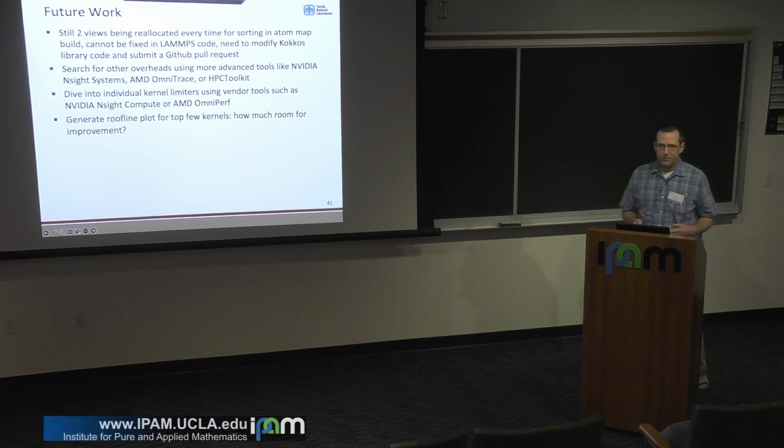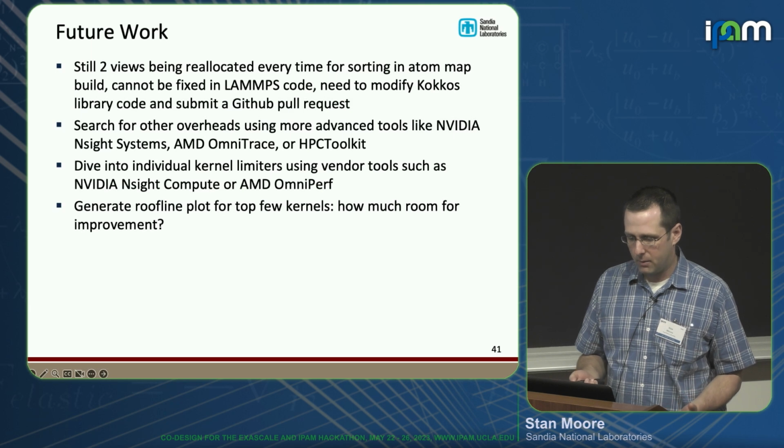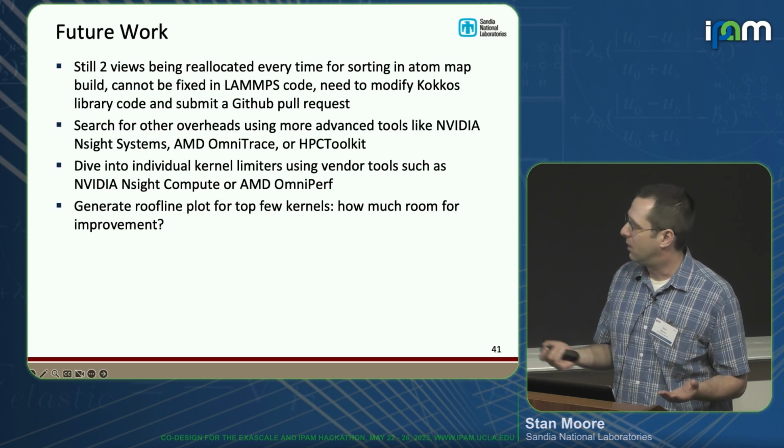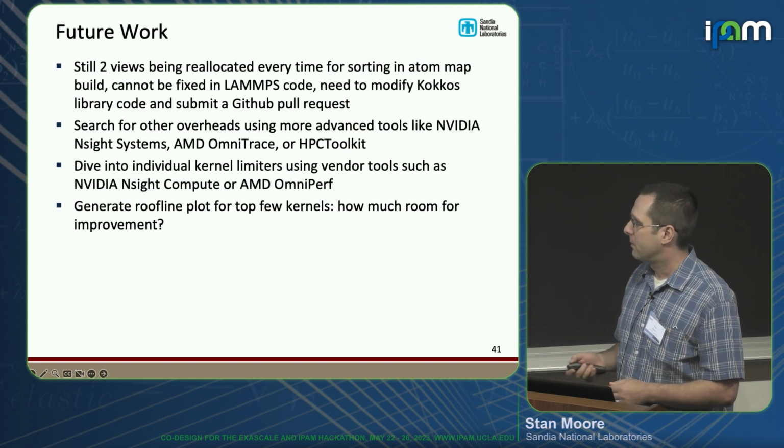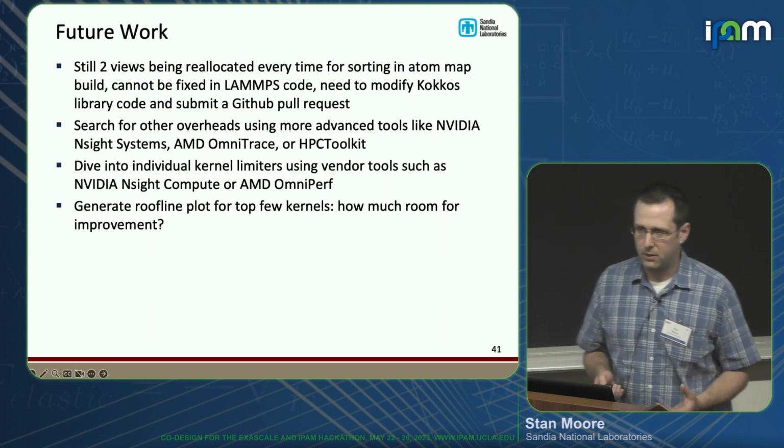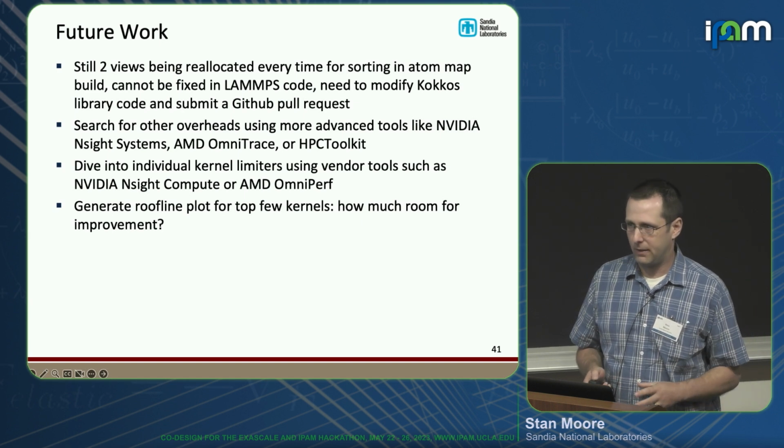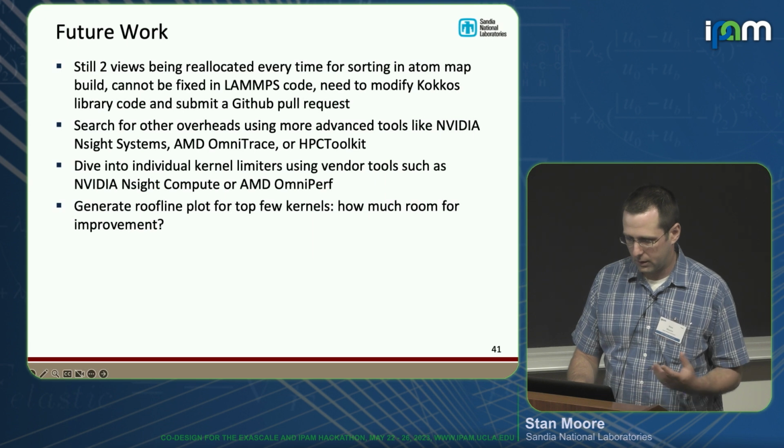And then if I can't find any other overheads like kernel fusion opportunities, etc., then I would dive into the individual kernels, like the Lennard-Jones, the bond calculations, the neighbor list build, etc. Look for limiters there using the vendor tools like Nsight Compute, versus Nsight Systems for the whole application. And then look at roofline. How much room for improvement is there? Am I really close? Am I far? We've looked at Lennard-Jones. I think it's pretty well optimized. I really don't think that we're going to find much there, but maybe something in the other kernels like the bond calculations.